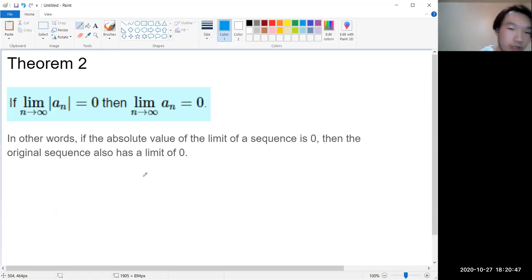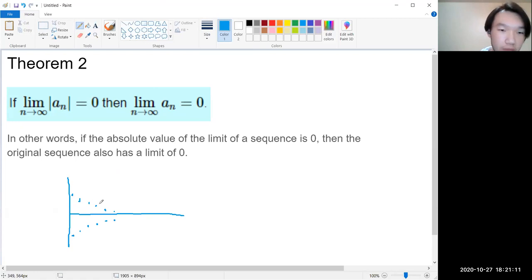Okay, so let's say we had a sequence that alternates signs, right? So first it's positive, then it's negative, then positive, then negative, then positive, then negative, then positive, then negative, and so on, right? So then its graph will look something like this.